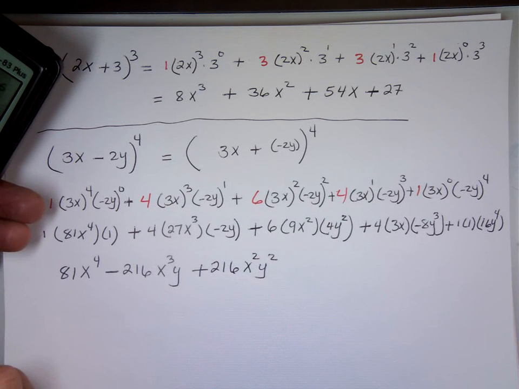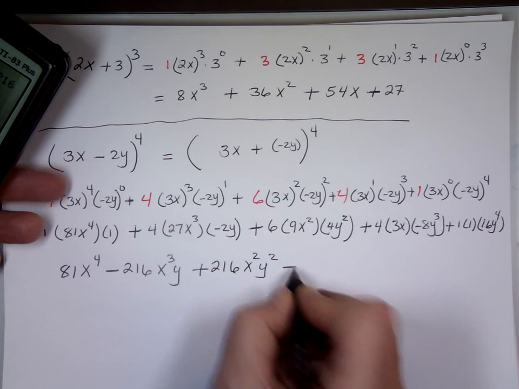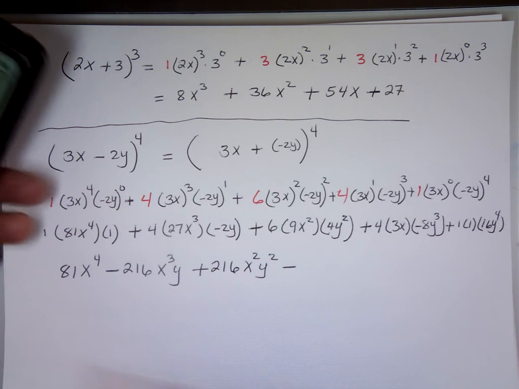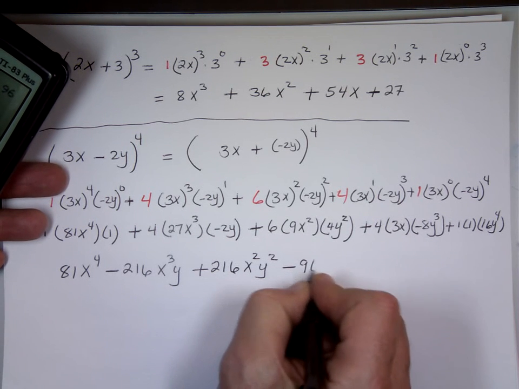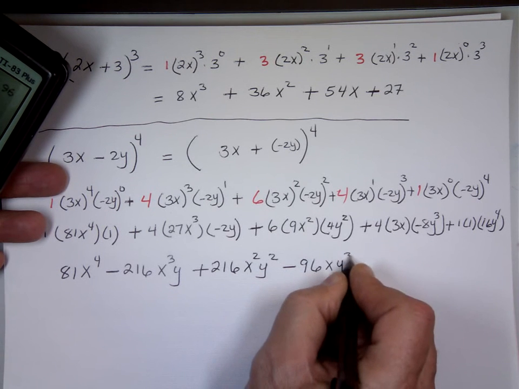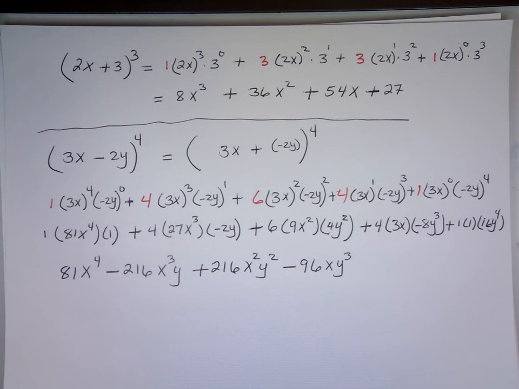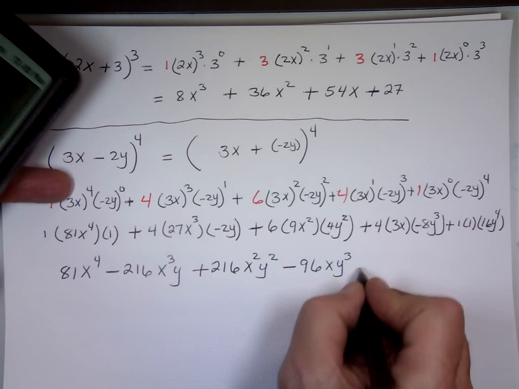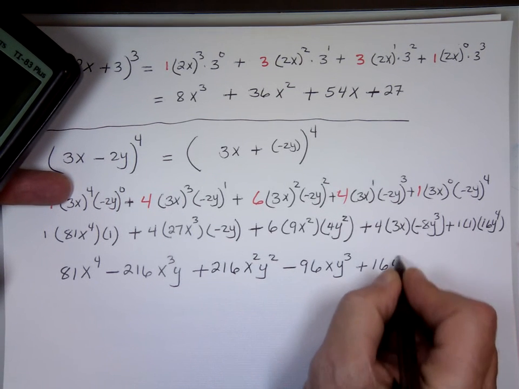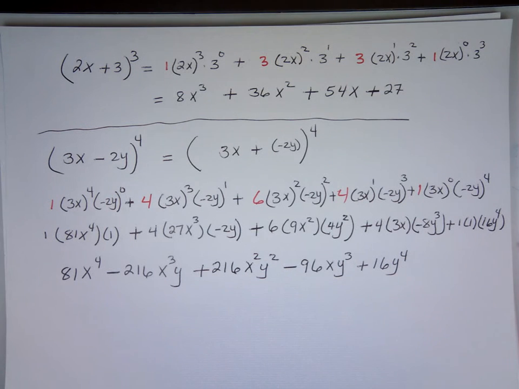Next one is a minus. 4 times 3 times 8. Negative 96. What do we have? X y cubed. And what's the last one? 16 y to the 4th. Worst case took 3 lines.